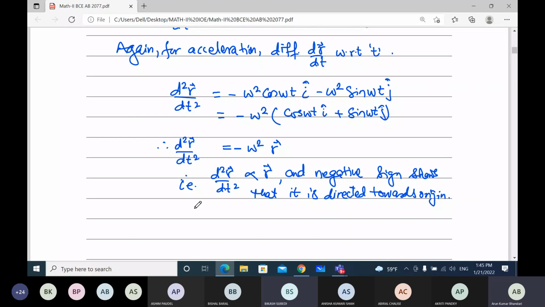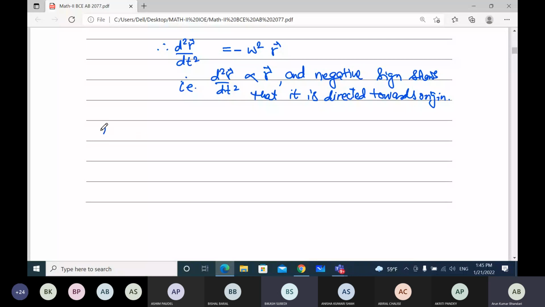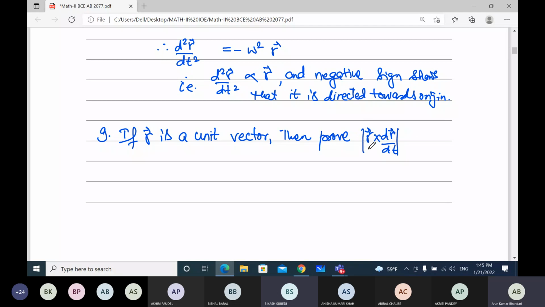Yes. Okay, now another problem. Question number 9 says if r is a unit vector, then prove that the magnitude of r cross dr by dt is simply the magnitude of dr by dt.